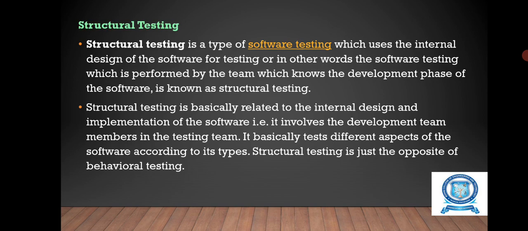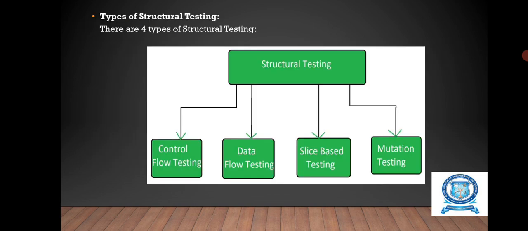So it basically tests different aspects of the software according to the types. Structural testing is just the opposite of behavioral testing. Types of structural testing. There are 4 types of structural testing, that is control flow testing, data flow testing, slice based testing and mutation testing.